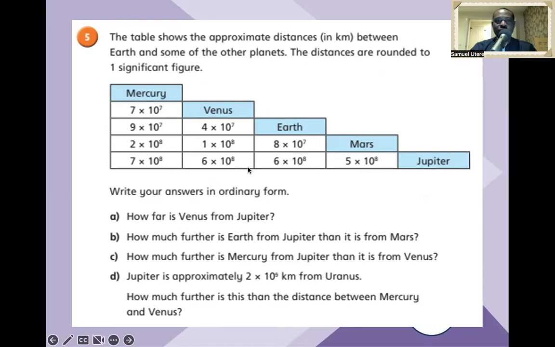Okay, so by now you should know how to read this mileage chart. We saw it in our previous lesson where we were looking at various tables. So between Venus and Jupiter, we go down Venus and then we go along Jupiter. That's that one. Then we have to write our answer in ordinary form. Okay, pause the video and answer this question in 4 minutes.